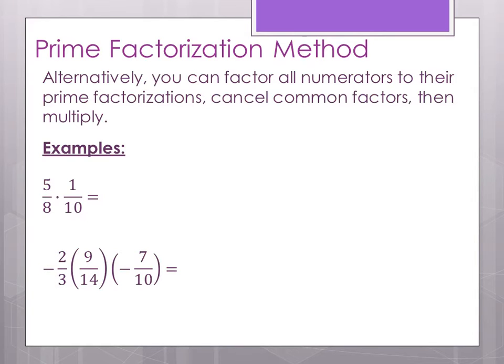So the tops of these fractions are both prime. 5 won't factor into anything, nor will 1. So I just am left with 5 times 1, nothing to factor. But on the bottom, I have to factor out all the primes of 8 and 10. 8 factored down to primes, you can use factor trees if you need to, is 2 times 2 times 2, and then 10 factored into primes is going to be 2 times 5.